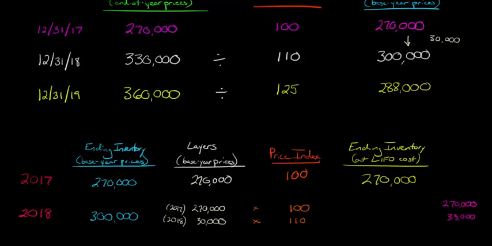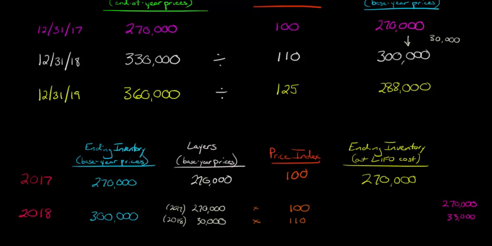Now, how did I get that? Well, the 270, we just take the 270,000 and we multiply it by 1. This 100 of the price index, well, I'll make another video on price indexes to make it a little more clear, but just suffice it to say that this is tantamount to multiplying by 1.